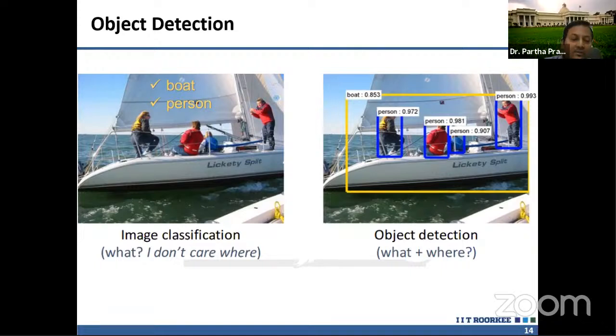Okay, so this is also an interesting problem in deep learning. It is being solved. So not only what the object is, but where this object appears in this image. For example, in this image, you have several persons. Where are the persons? You make a rectangular box, you can draw a box, or you can say, okay, where is the ship, or boat, like that.